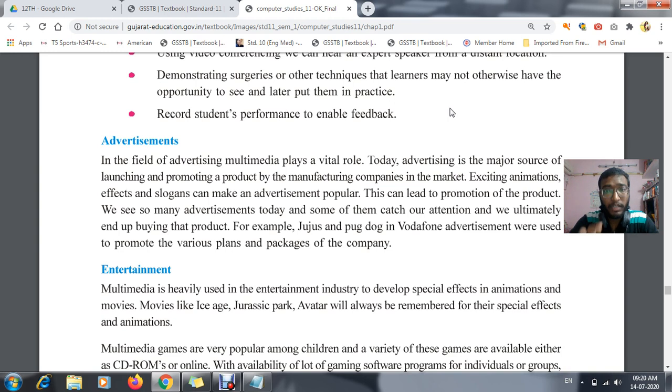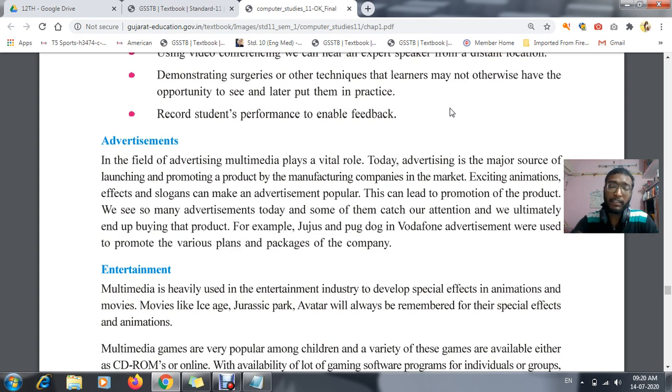So what they do, they keep it animated, and they keep that advertisement short and simple, so that small children get attracted by watching that, and they tend to ask the parents that they want such things. This is the best example of multimedia in advertisement.